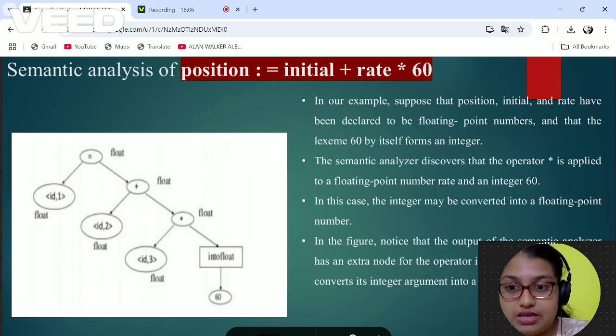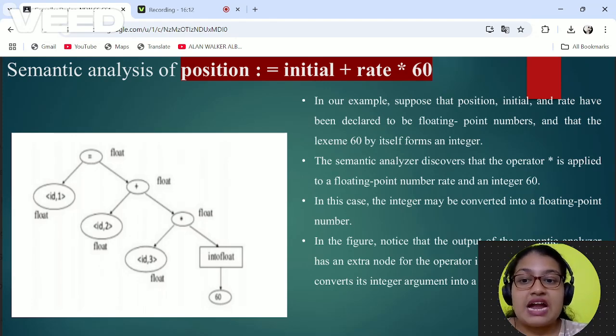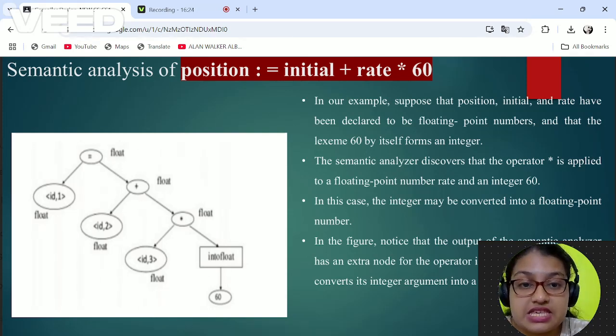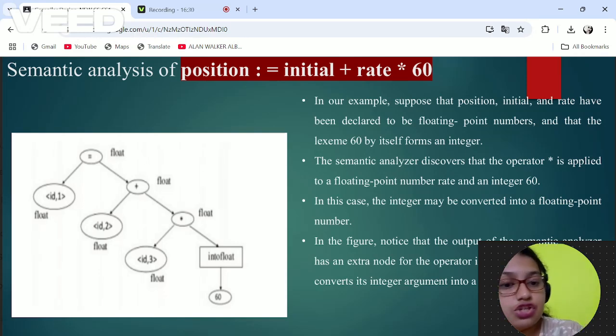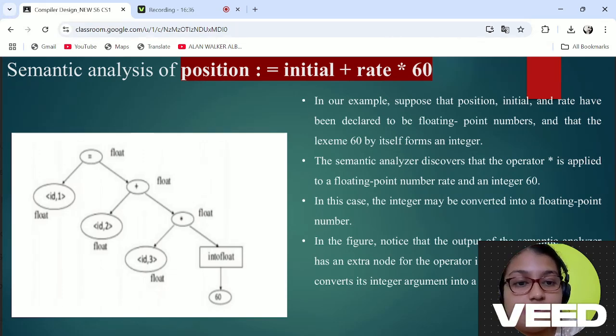See, it is similar. Everything is the same. We just copy everything from the syntax tree, except we are adding the float values over here. Because position, initial and rate have been declared to be floating point numbers, they all are floating point numbers, and 60 is an integer alone. That is why int means integer. So I'm converting the integer to float type. The semantic analyzer discovers that the operator star is applied to a floating point number rate and an integer 60. So here the integer is converted into a floating point number. It is in this case, okay, not every time.